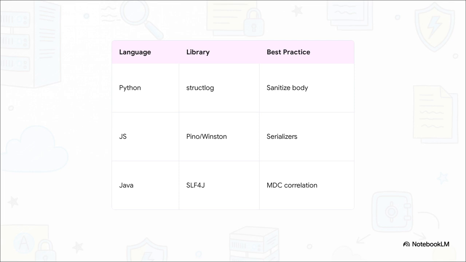And please, I am begging you, never use synchronous console.log in production. It completely blocks your event loop and gives you zero redaction capabilities. And for Java developers using SLF4J, just make sure your Mapped Diagnostic Context only holds correlation IDs, never personal data. Also, be super careful with exception.getMessage so you don't accidentally leak your entire database schema in a stack trace.